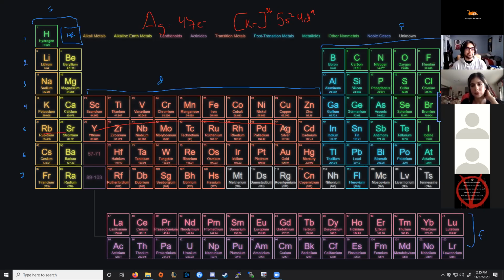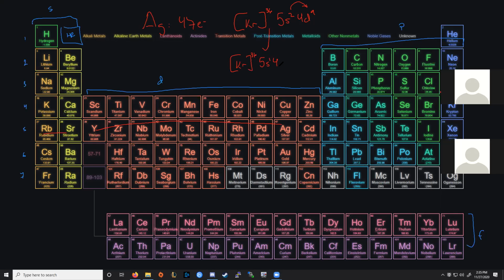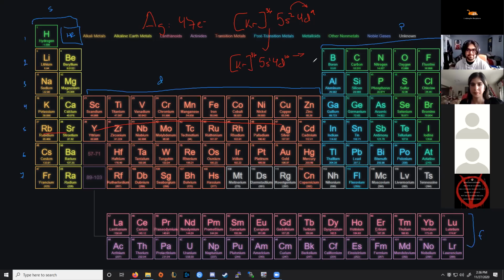4d9. Okay, but what's special about silver? That it's going to attract one electron from the 5s2. Yes, we're going to take one electron from here so it can have a full subshell. So what would be my full electron configuration? It'd be krypton 5s1 and then 4d10. And does this add up to 47 electrons? Yes, it does. This is correct. There we go.